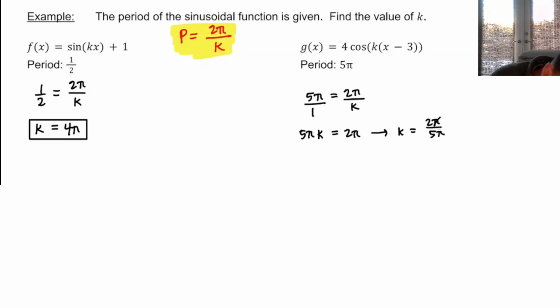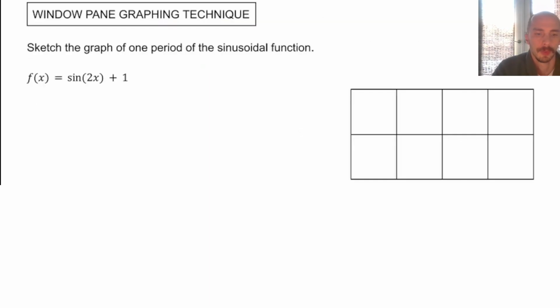I can cancel out the pi's, and I'll get that k is going to equal 2/5. So that's how a problem like that would go. And now let's move forward and start graphing some of these transforms. I've already been doing it in these videos, but we're really going to focus in on the window pane graphing technique here.